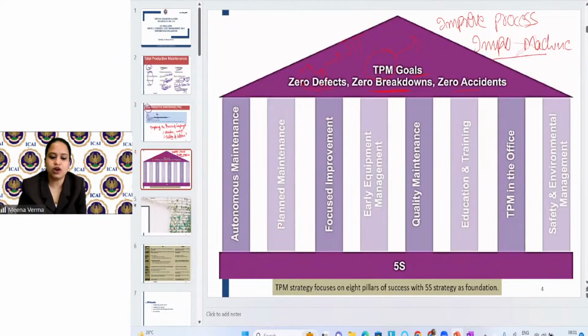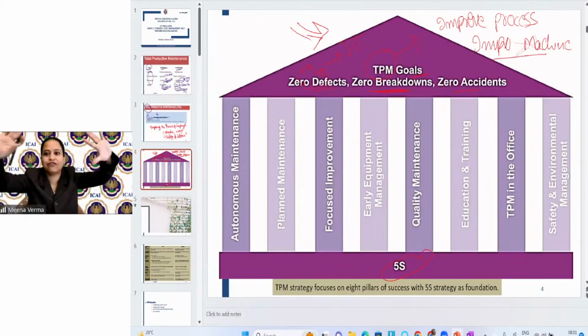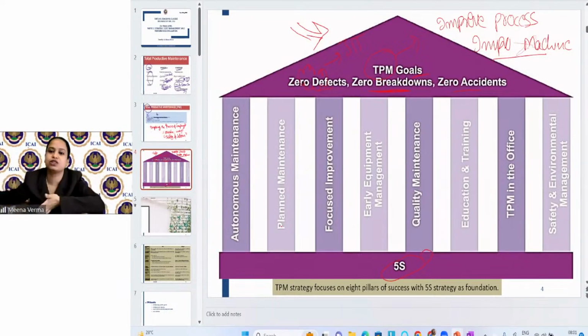Now look, for the implementation of total productive maintenance, the base is actually 5S methodology. You can see 5S methodology means organizing the things first. First, you have to organize everything in the company, right? The way you are producing the goods, the way you are buying the raw material, the way you are delivering the goods, everything, the entire procedure should be well organized. So you can see the entire base of this total productive maintenance is what? 5S methodology. See what is written here. Total productive maintenance strategy focuses on 8 pillars of success with 5S strategy as foundation.